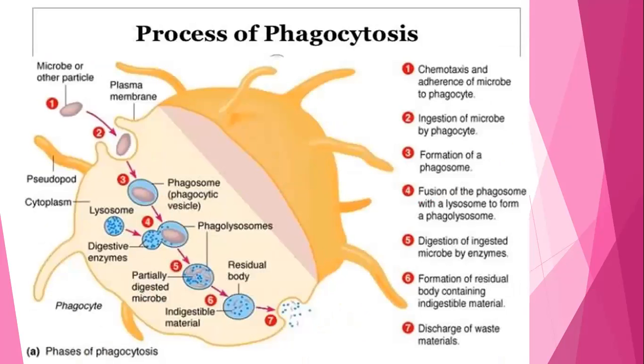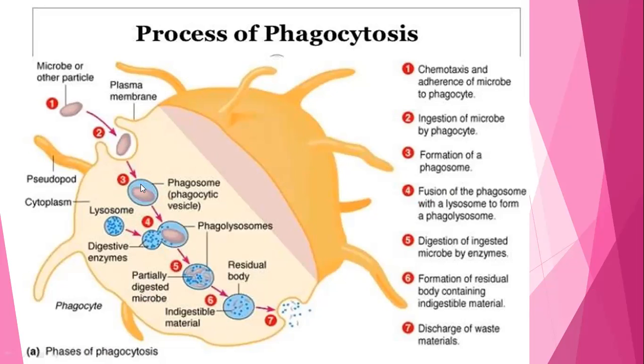First, there will be a microbe or other particle here, and the cell is there with its plasma membrane, and then it goes from this phase to this phase. The first stage is chemotaxis and adherence of the microbe to the phagocyte. Then at the second stage, there is ingestion of the microbe by the phagocyte. The plasma membrane folds down, and then it tries to ingest the microbe.